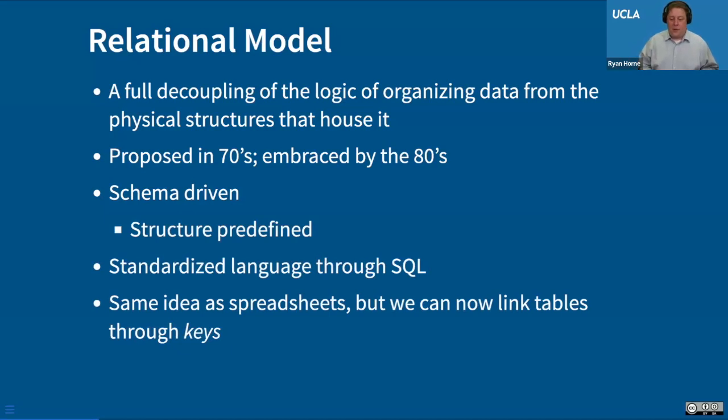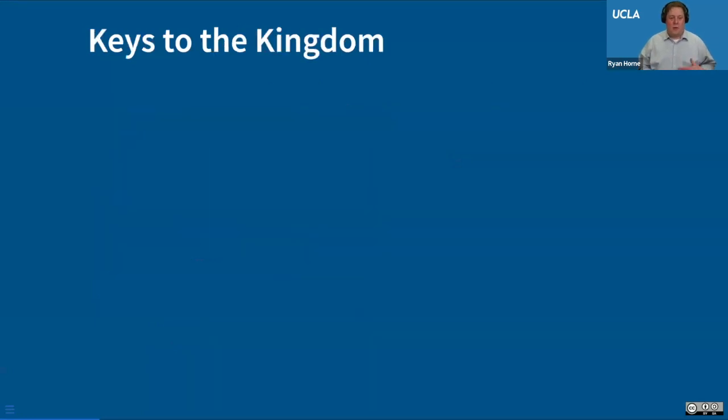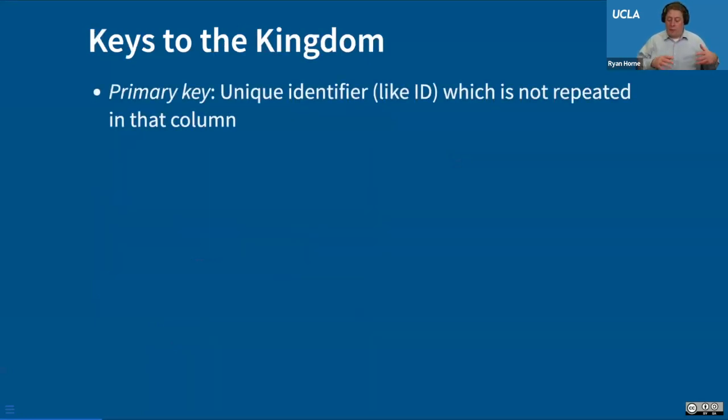All right. So the idea is that now instead of spreadsheets, we're going to have different kinds of tables. They're going to be related to each other through these keys. And so what are keys? Well, a primary key for any one of these new tables is a unique identifier, which is not repeated in that column. Think of it almost like a social security number for your data.